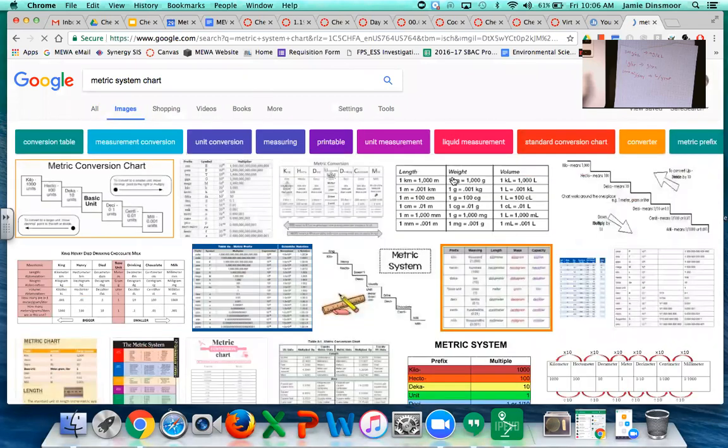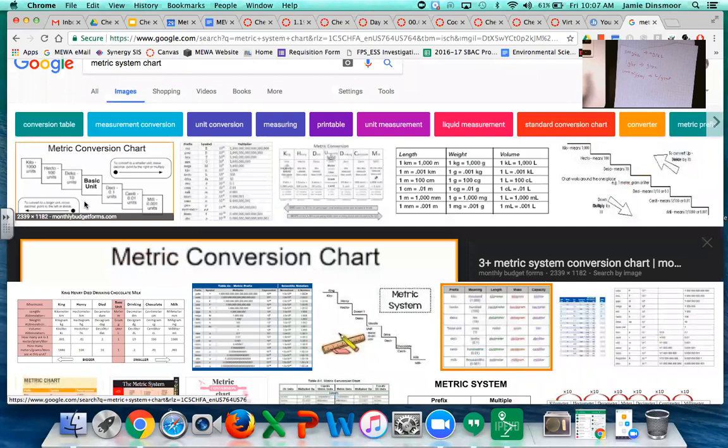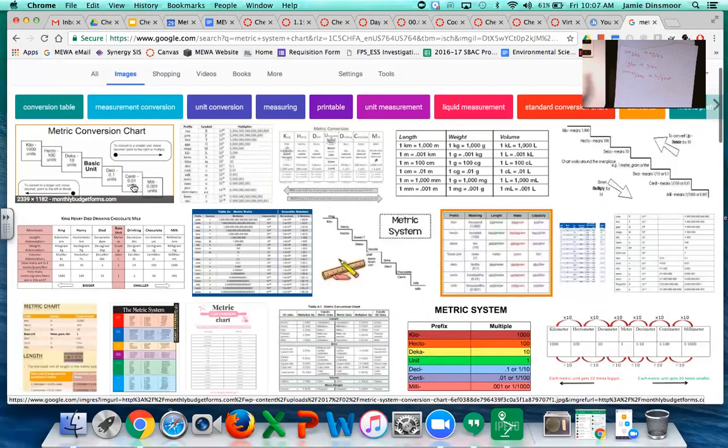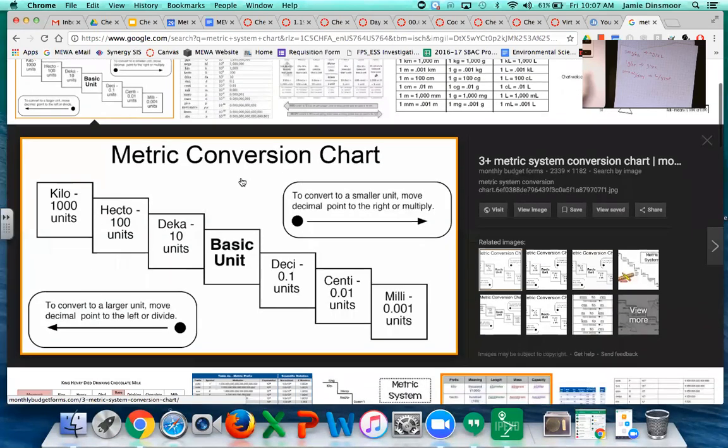This is a beautiful, beautiful picture here that you can access in Google Images. That gives you a really nice concept of how this works, right? So the basic units are our grams, meters, liters. Then we go to deci, centi, and milli. And then if we go to the left, we go to deca, hecto, and kilo. Okay, there's more, right? But these are the basic ones.